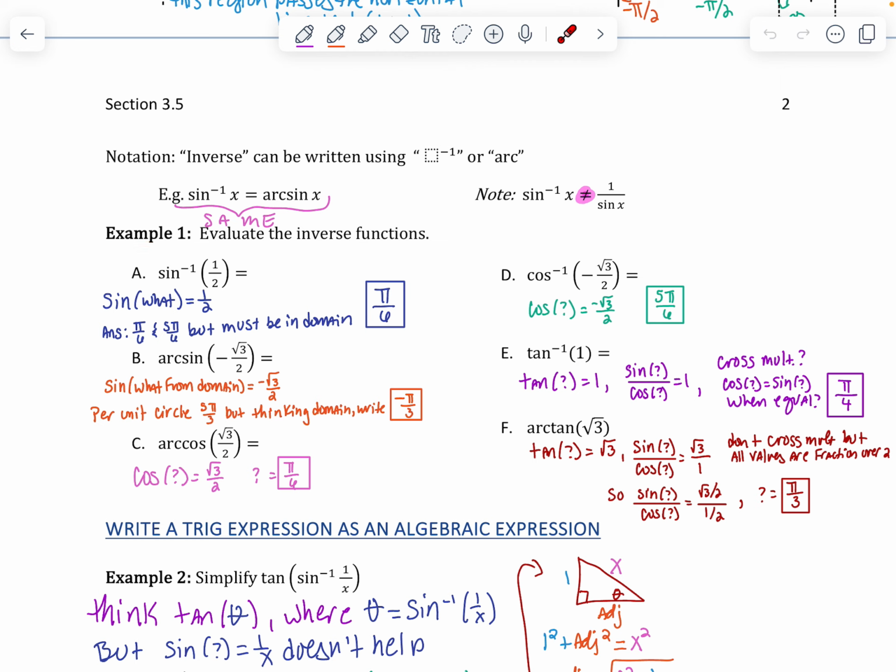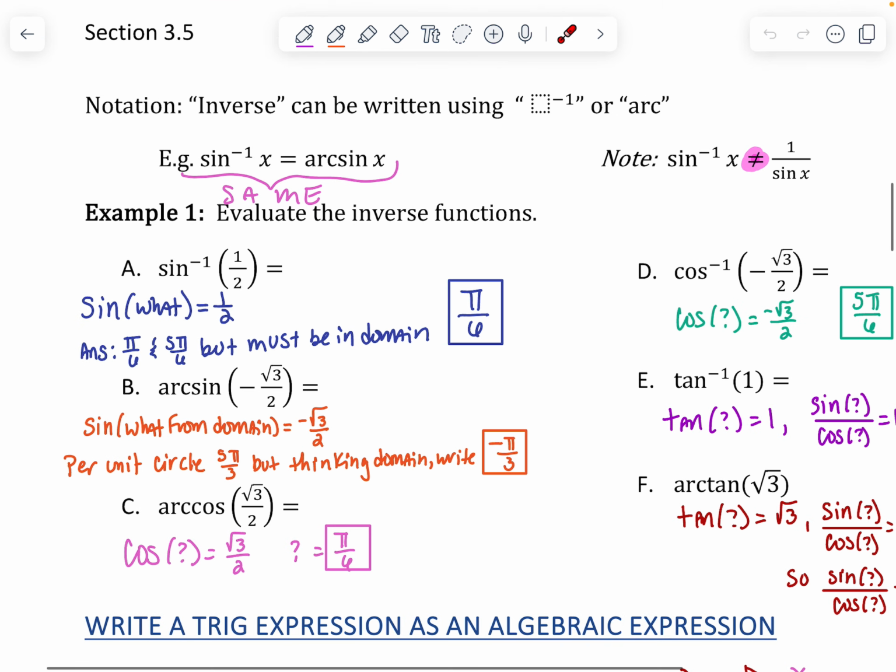So example 1, we're just asked to evaluate, to find the solution to some inverse functions. So our first problem is the inverse sine of 1/2. So if it's the inverse sine, then it's the actual sine of something, that's the answer to our above question, is going to equal 1/2, right? Inverse functions kind of flip-flop their inputs and outputs. So I want to know the sine of what is going to equal 1/2.